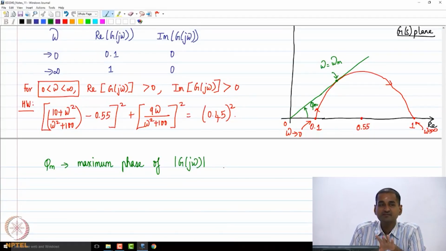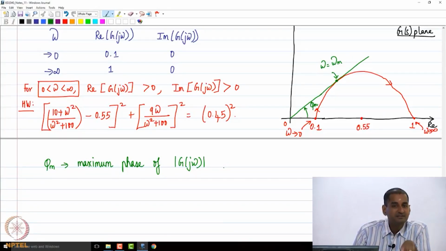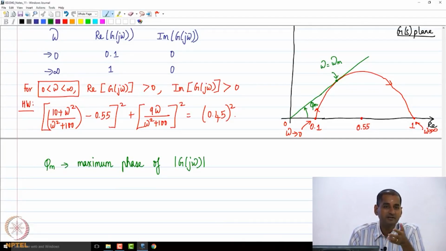I have chosen this example with a motivation. All the examples I am choosing finally lead to some consequence. We will see, and maybe in the next few classes we will see why this is going to be important. Why did I choose this particular example, and why am I talking about the maximum phase contribution, or phase angle of this particular transfer function? So you see that phi m is the maximum phase of G of j omega.